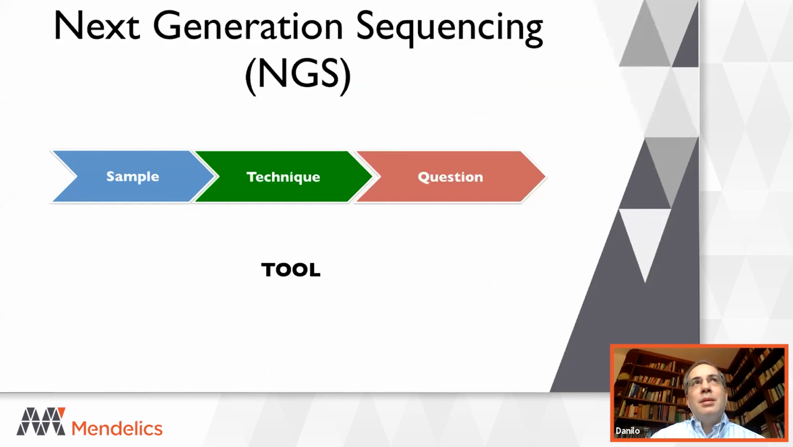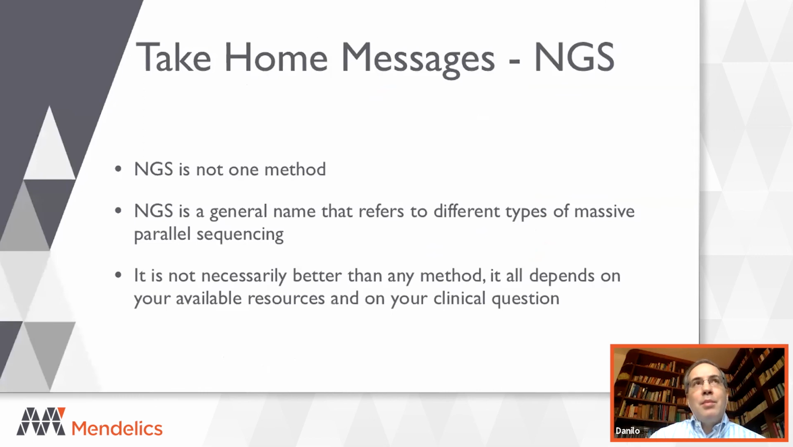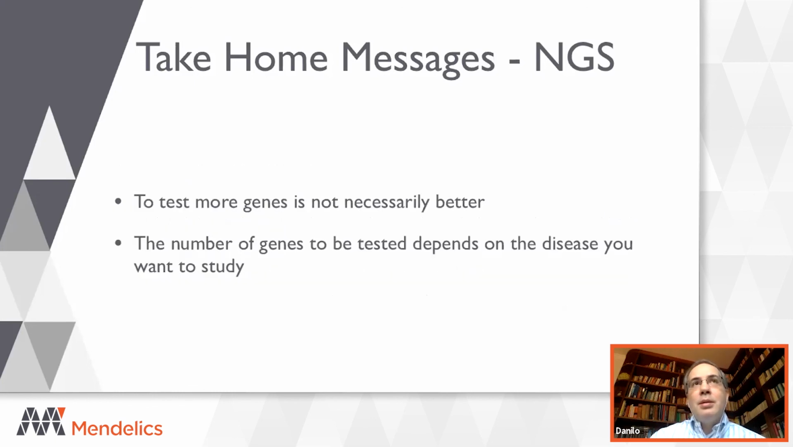So my point here is that NGS sequencing is a tool. It's essentially a tool. And my take-home messages are: NGS is not one method. NGS is a general name that refers to different types of massively parallel sequencing. It's not necessarily better than any other method. It all depends on your available resources and your clinical question. And testing more genes is not necessarily better. So it's not better to test a big panel. I need to test what I need for the disease I want to test. The number of genes depends on the disease you want to study.